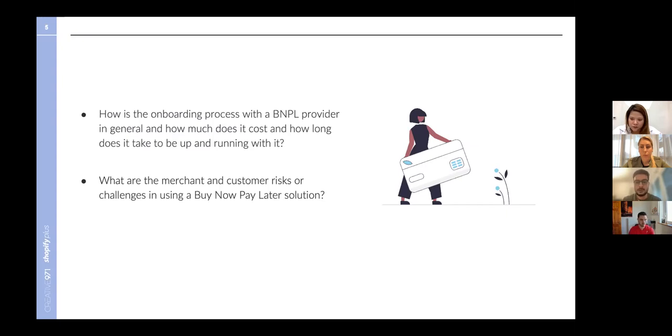So the consumer experience has to be looked at closely. How long is the checkout? How short is it? How clear and user-friendly is it? And what are the locally preferred payment methods that it comes with?